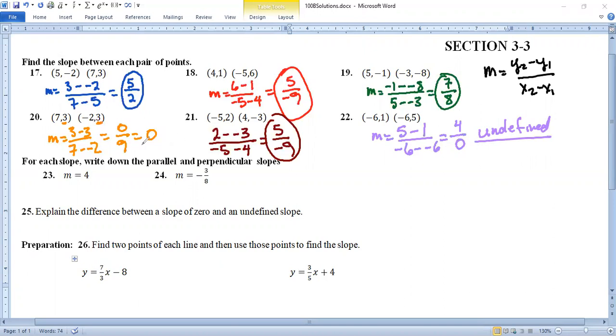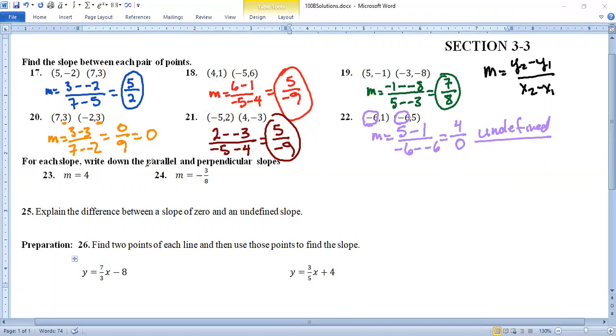Now look at number 20. We can have 0 on top, but you can't have 0 on the bottom. Notice that this happens when x is always the same number, -6 in this case. So x equals -6 would be a vertical line. When you're calculating the slope, that's undefined. We don't have a number to describe what vertical line steepness is. Cool. All right, moving on to number 23.